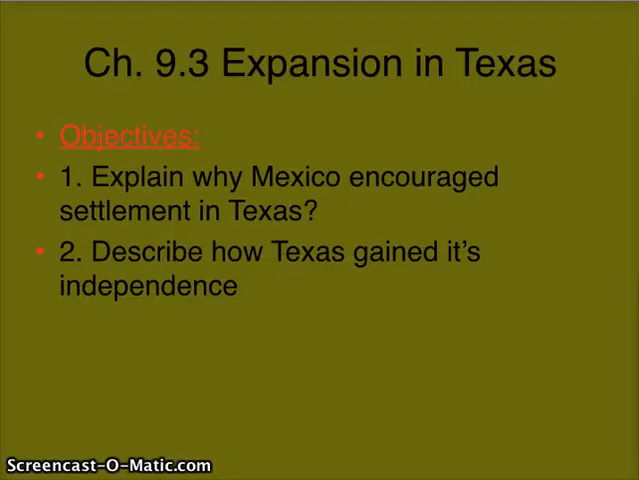We have only two objective questions for this chapter. And number one is explain why Mexico encouraged settlement in Texas at first. And number two, describe how Texas gained its independence.